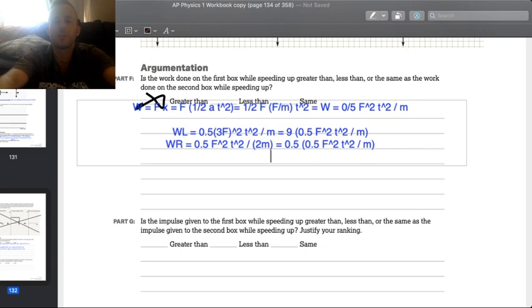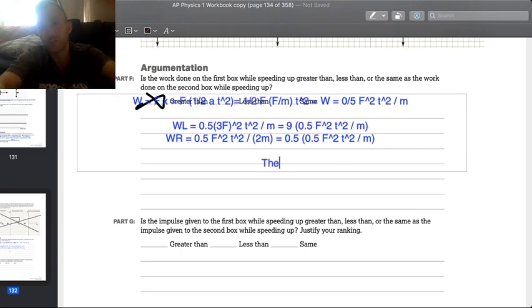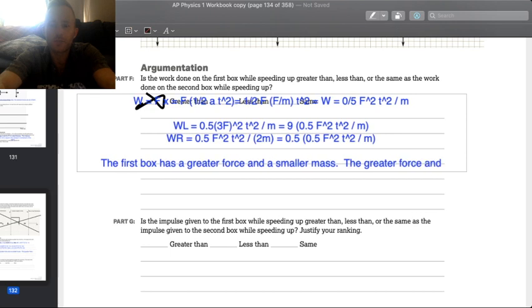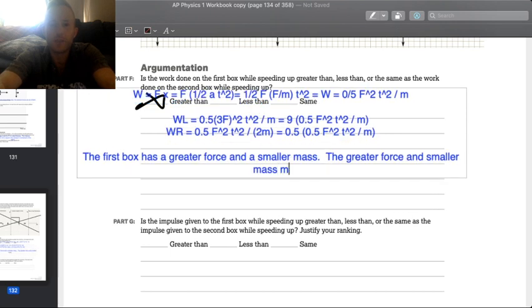If you wanted to explain this in words, I prefer to do it in terms of equations, but in terms of words, the first box has a greater force and a smaller mass. The greater force and smaller mass mean that the displacement will be larger, okay?